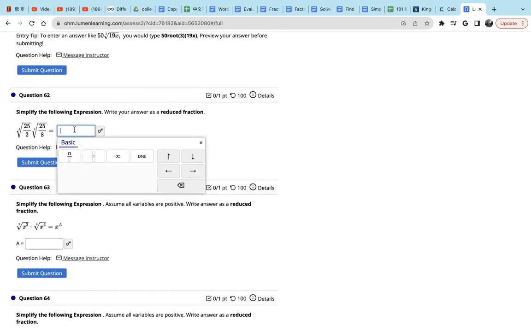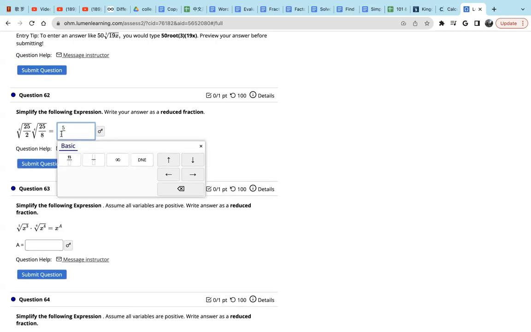This one we can simplify. 25 is 5 squared, and this is all under the index 4. We have 5 squared times 5 squared, that's 5 raised to 4. The index is 4 also, so we get 5. For the denominator of 2, the 8 is 2 raised to 3. 2 times 2 raised to 3, that's 2 raised to 4. So that's 5 over 2.